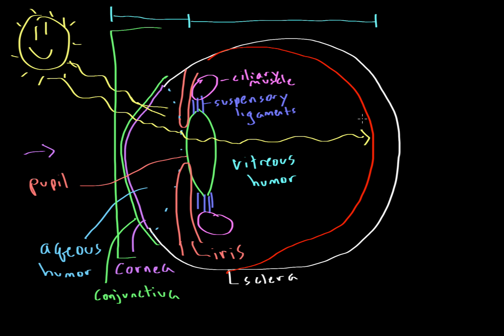It's reddish in color, and that's why when you take a photo of someone at night and the flash goes off, the light ray enters the back of the eye and actually bounces off of the retina and gets picked up by the camera. So it causes something known as the red eye effect. And some cameras actually have a red eye reduction feature.